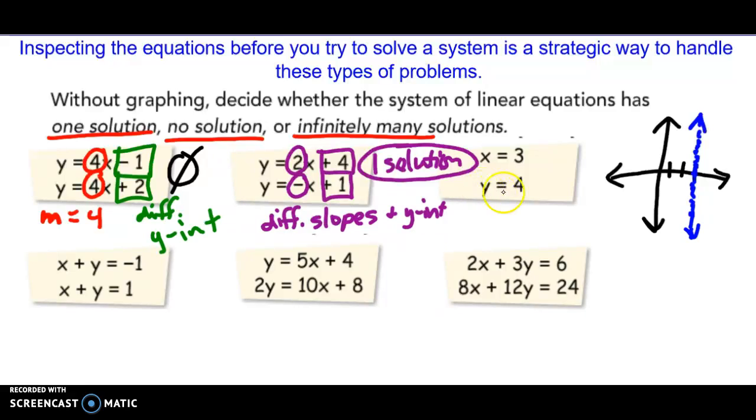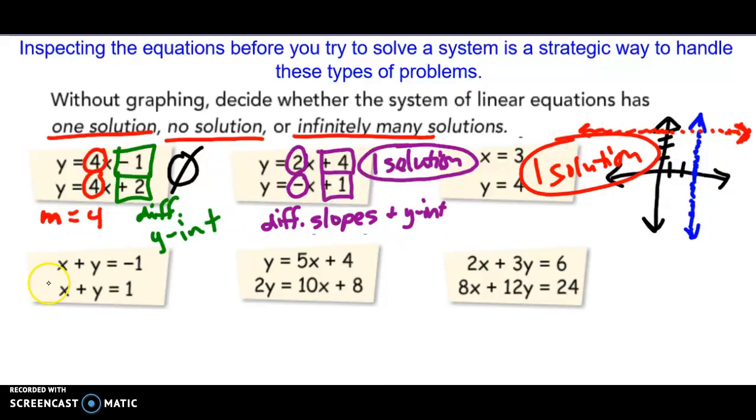When I say y equals 4, that means my y value is always 4. So no matter how far to the left I go or how far to the right I go, my y value is always going to be 4. So that gives me a horizontal line, and a horizontal line and a vertical line will always crisscross and have one point of intersection. So this would be one solution.